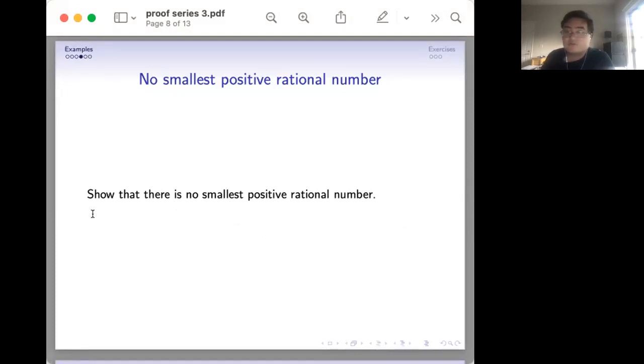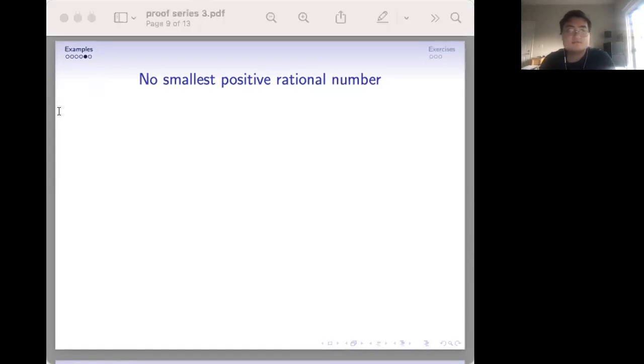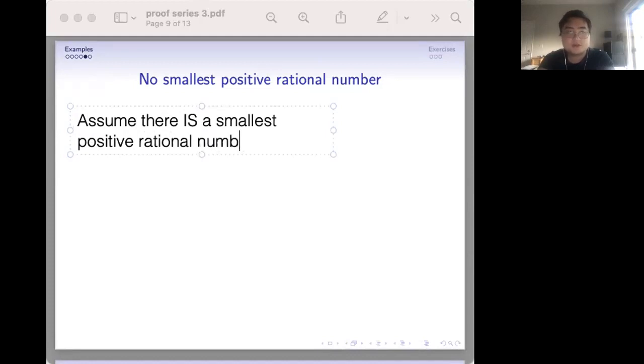You say 1/100. Well, how about 1/200? 1/1,000,000, 1/2,000,000. And I think you can see where this is going, right? What are we trying to contradict here? We're trying to contradict that there is a smallest positive rational number. Call it R. Assume there is a smallest positive rational number R. Well, we want to contradict this. We want to show this leads to some nonsense conclusion, right?